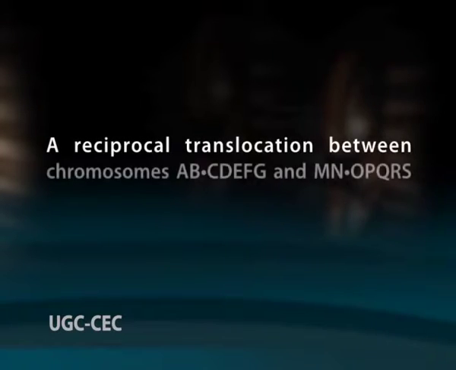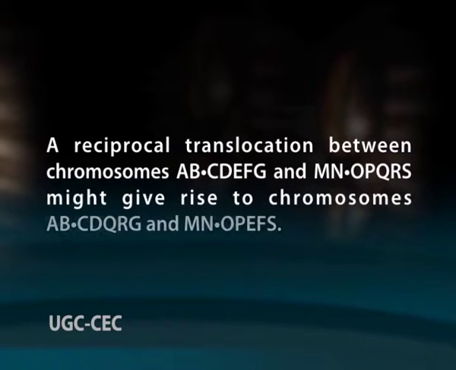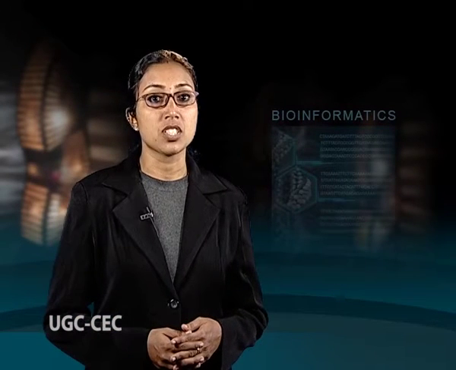A two-way exchange of segments between the chromosomes results in a reciprocal translocation. A reciprocal translocation between chromosomes AB.CDEFG and MN.OPQRS might give rise to chromosomes AB.CDQRG and MN.OPEFS. The translocation can affect a phenotype in several ways.